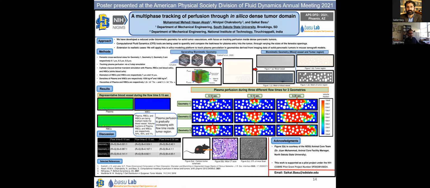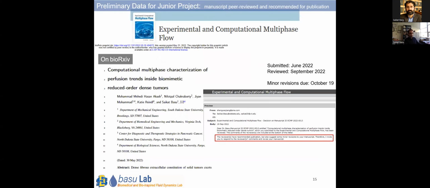Before I go into the outline of the future work, please note that our current findings have been presented as a poster last year at the American Physical Society's Division of Fluid Dynamics annual meeting. We have also uploaded a manuscript on bioRxiv for the work done. The paper was submitted at Experimental and Computational Multiphase Flow in June. We got the reviews back last month. It's a recommendation to publish with minor revisions, and we plan to get the revisions in a couple of weeks.